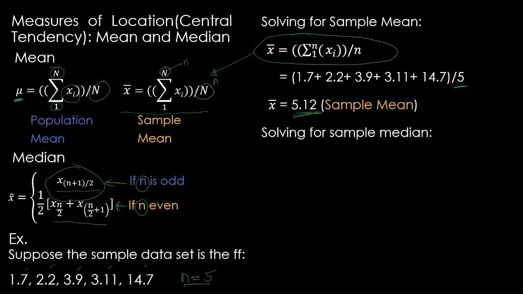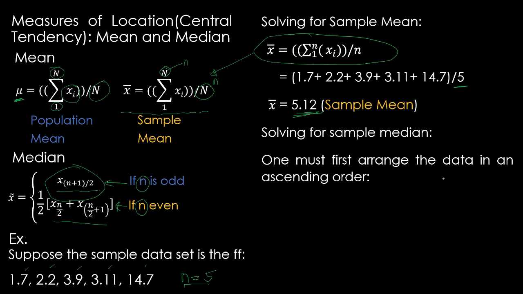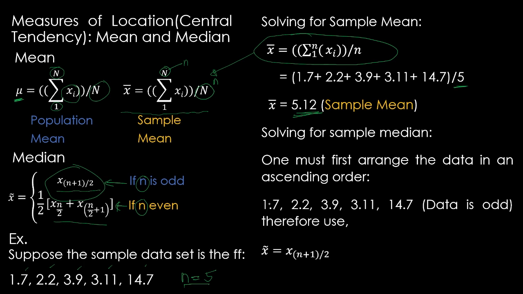So for the median naman, you first need to arrange the data in ascending or descending order depending on your choice. After you arrange your set of data, you have 1.7, 2.2, 3.9, 3.11, and 14.7. You need to take the data located at the middle of your arranged set of data. Our sample size here is equal to 5, so the middle data is 3.9. That's the middle, di ba? You have 2 to the left and 2 to the right.